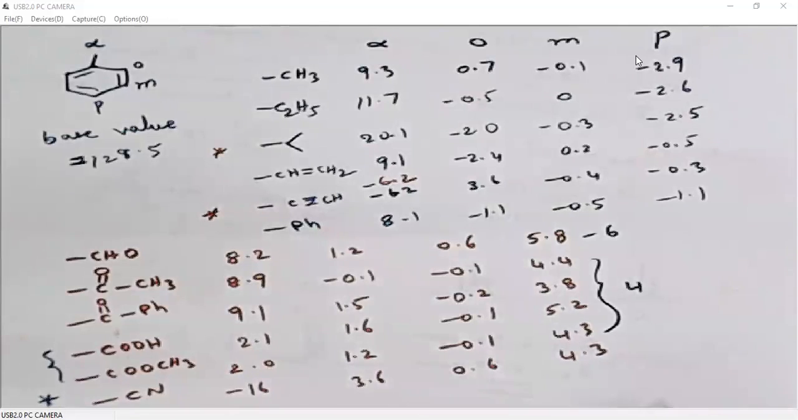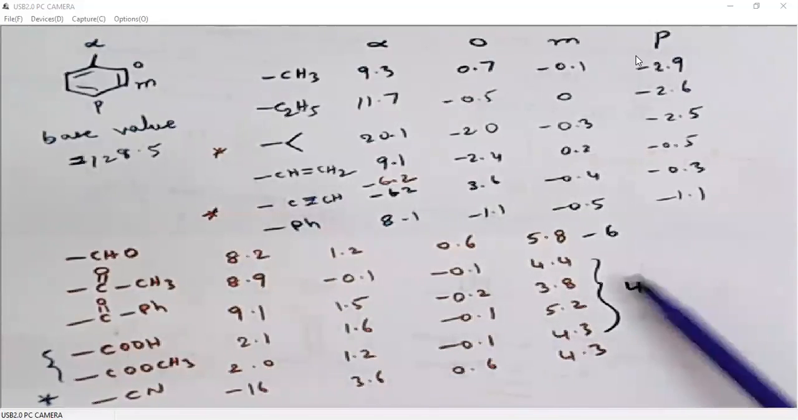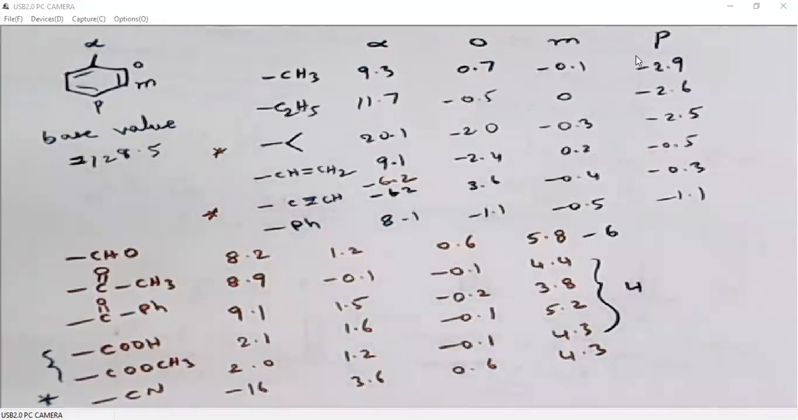So just go for this shortcut, right? When we have aldehyde or ketone, add 9. When we have a carboxylic acid or ester, add 2. Nitrile, subtract 16. When they are present at ortho and meta, we will ignore them. When they are present at para, we will add 4.